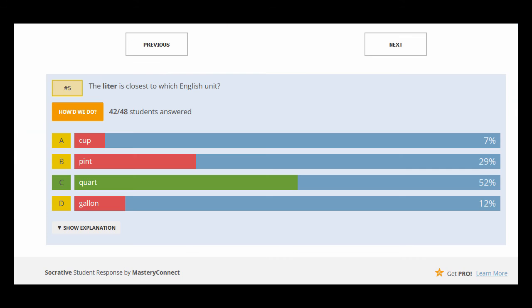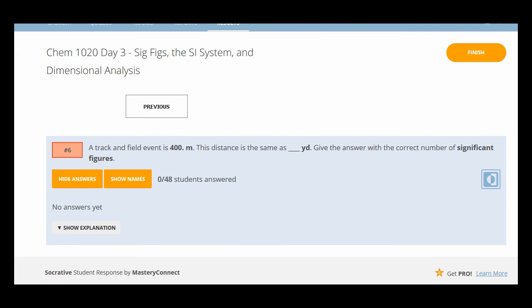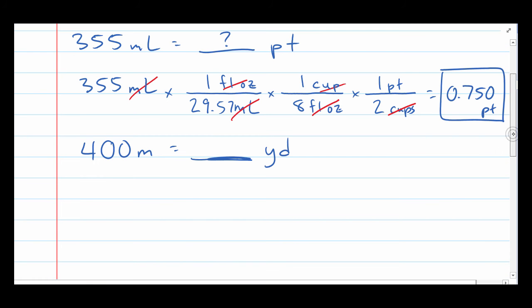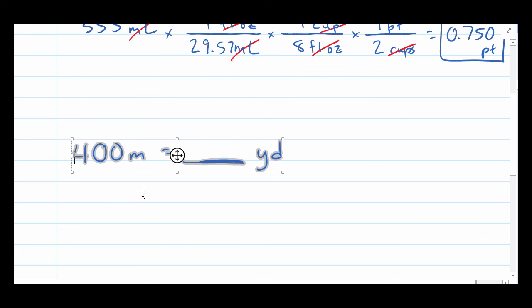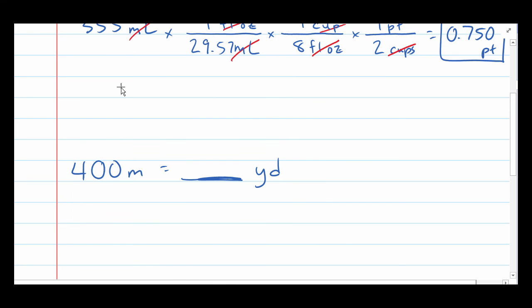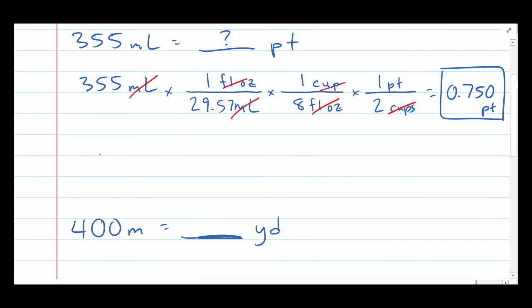And I believe this is your last question on the Socrative app for the day. It is. Track and field event is 400 meters. This distance is the same as blank yards. Give the answer with the correct number of significant figures. And before you enter in an answer, don't just enter it in, compare it with one or two other people to confirm. So we got about 5 minutes left here. And while you're doing that, I'm going to show a different way to do this calculation above.